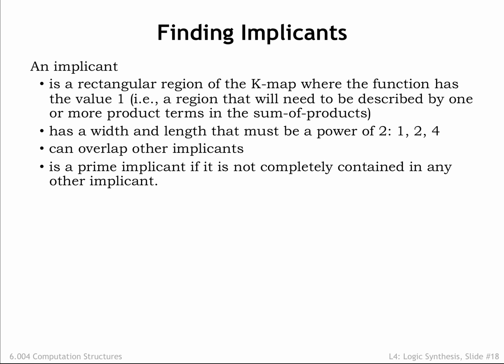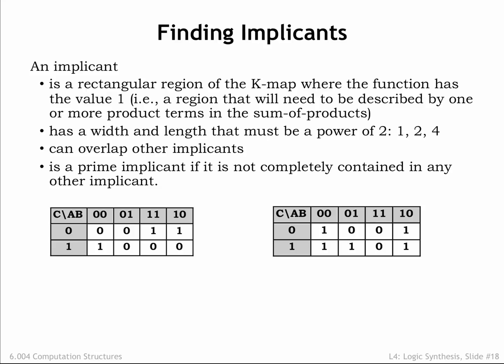We say that an implicant is a prime implicant if it is not completely contained in any other implicant. Each product term in our final minimized sum of products expression will be related to some prime implicant in the K-map. Let's see how these rules work in practice using these two example K-maps. As we identify prime implicants, we'll circle them in red. Starting with the K-map on the left, the first implicant contains the singleton 1 cell that's not adjacent to any other cells containing 1s. The second prime implicant is the pair of adjacent 1s in the upper right-hand corner of the K-map. This implicant has 1 row and 2 columns, meeting our constraints on an implicant's dimensions.